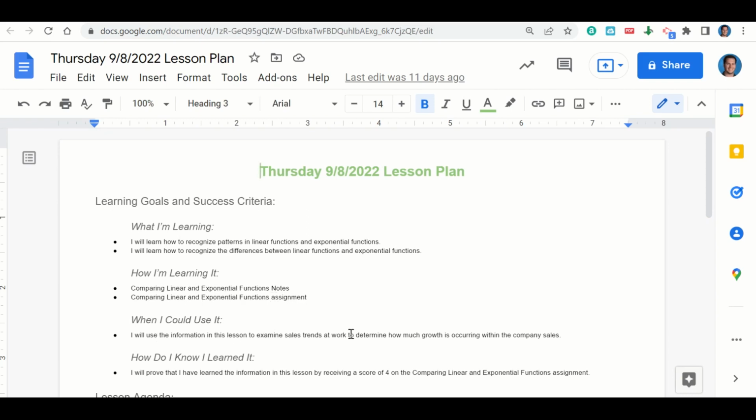When could we use this? We could use this to examine sales trends at work to determine how much growth is occurring within the company sales. How do we know we learned it? By getting a score of 4 on the comparing linear and exponential functions assignment.